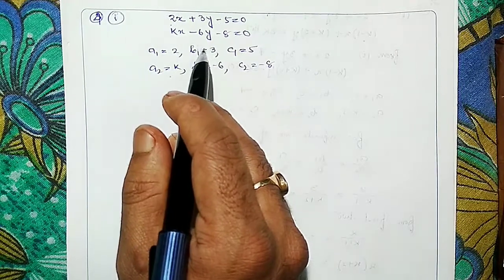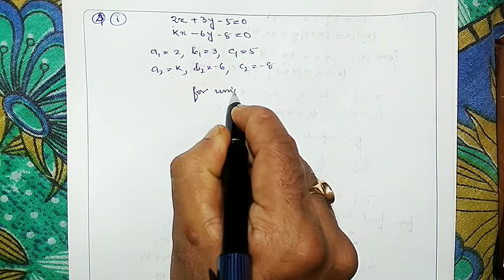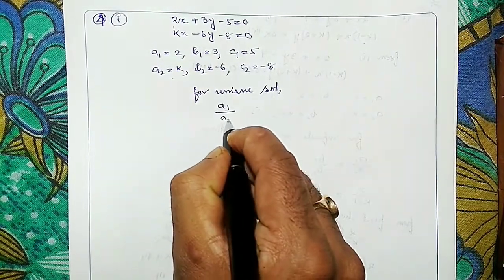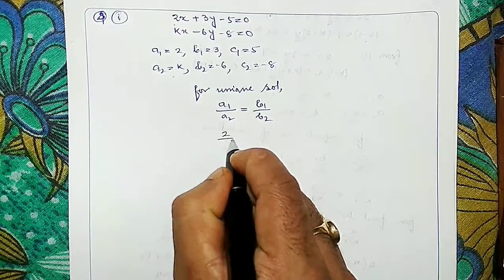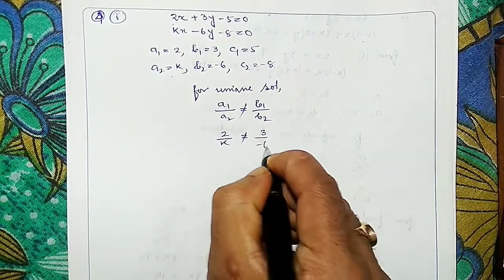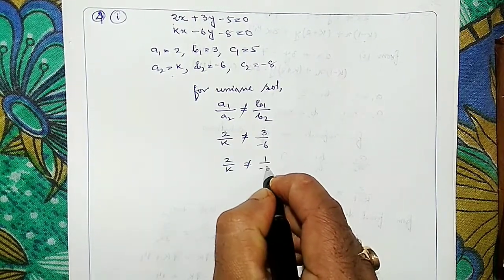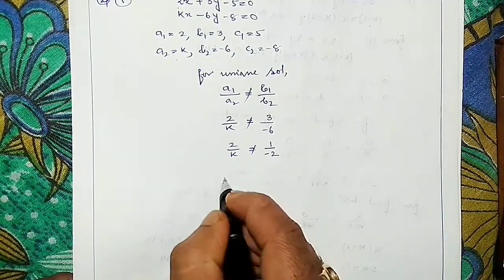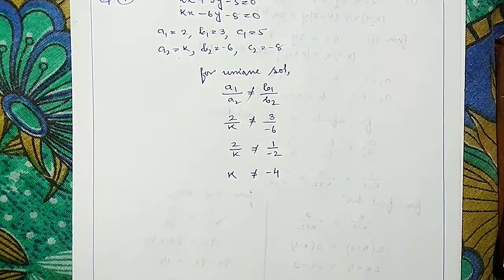And since in the question it is given unique solution, we can write for unique solution. What is the condition? For unique solution, A1 by A2 not equals B1 by B2. What is A1? 2 by k not equals 3 by minus 6. So 2 by k not equals, 3 and 6 can be cancelled, we got 1 by 2, because 3 twos are 6. So if I cross multiply, I am going to get k into 1, k not equals 2 twos are 4. That means k not equals minus 4.